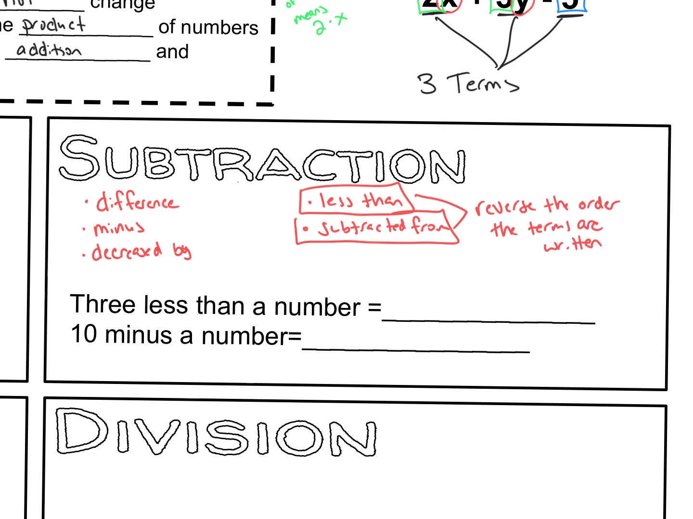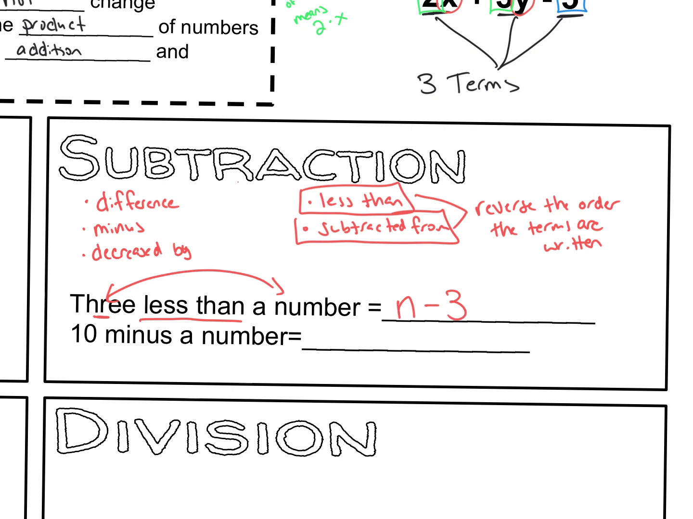Okay, so let's look at an example of that. So here we see 3 less than a number. Since less than falls into this reverse the order, what that means here is even though the 3 comes first, we are going to switch the order. So here this becomes actually a number minus 3.